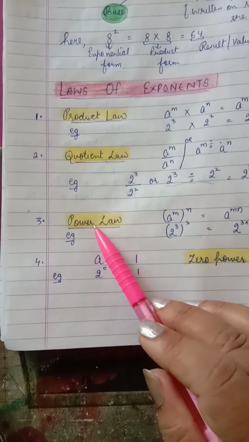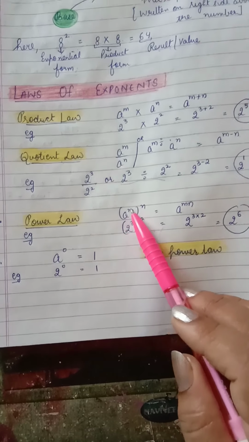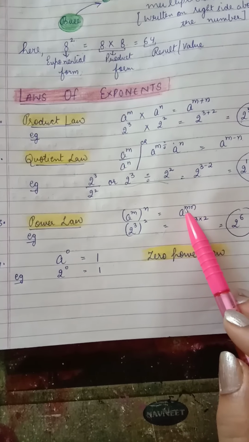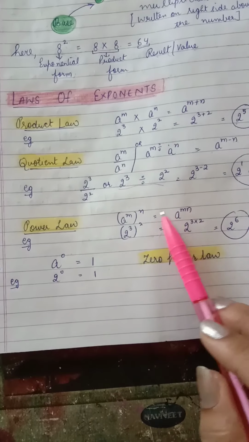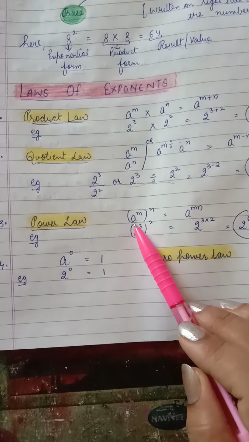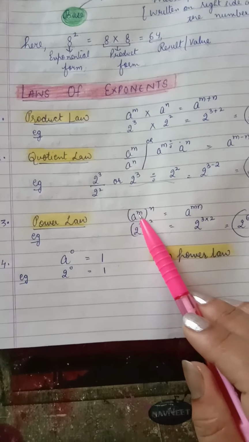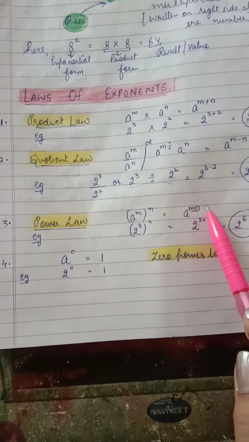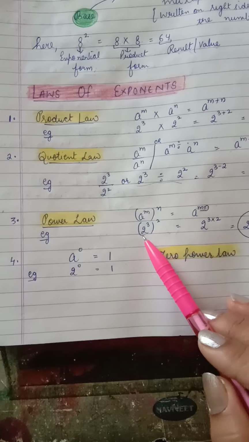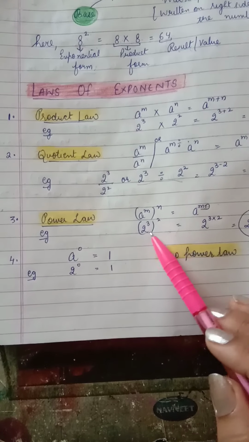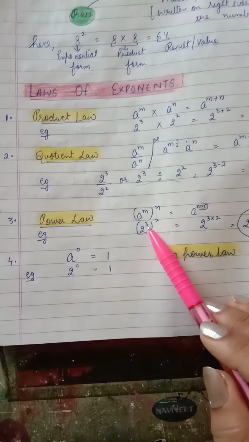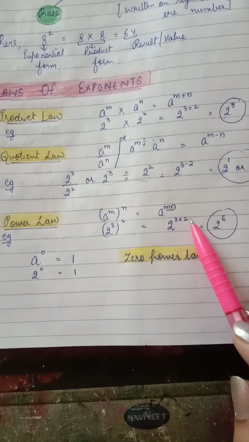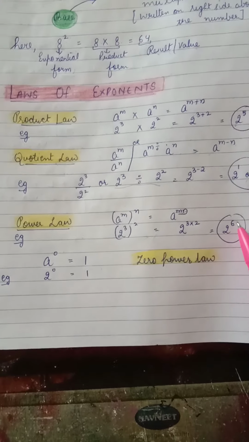Law number 3, power law. a to the power m and another power which is outside the bracket is n is equal to a to the power m n. So this says that when there is one base but more powers, the powers are multiplied, and mn means m multiplied by n. So let's see the example. 2 to the power 3, whole to the power 2, one base, 2 powers. Now powers can be 2, 3, or any number. It is equal to 2 to the power 3 multiplied by 2, which is equal to 2 power 6.